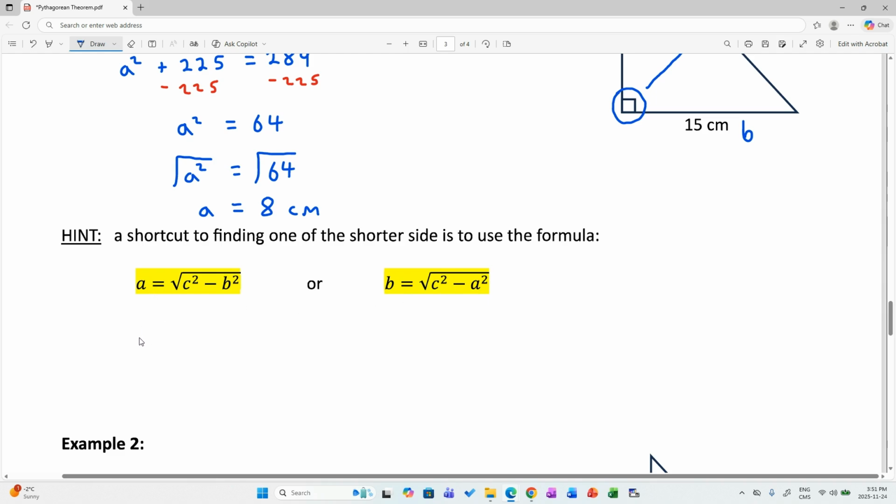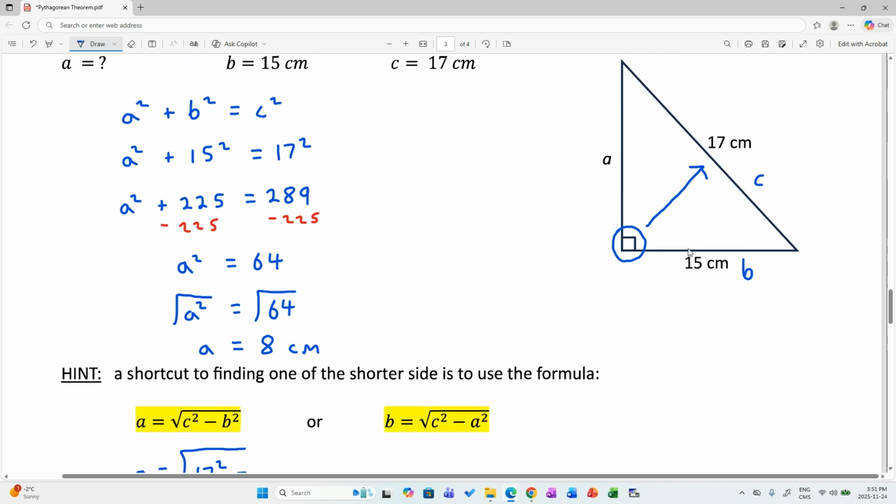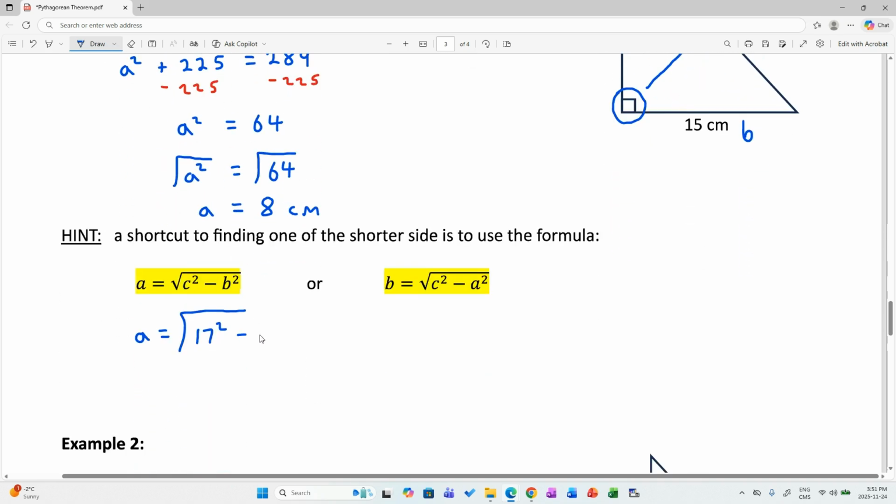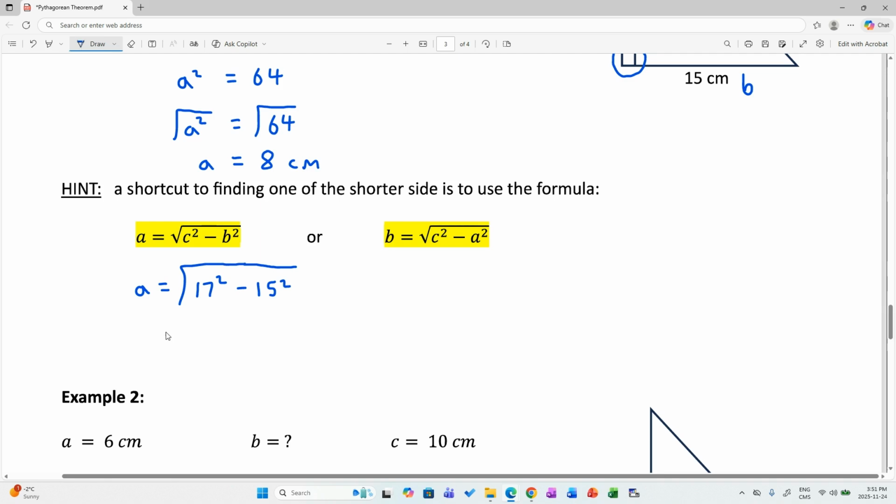So I would just write A equals, and we know what C squared is. C is 17, so instead of C squared, I have 17 squared. B in this case is 15, so instead of B squared, I'm just going to write 15 squared. And if I had a calculator, I can just compute this right away. But if not, I'm just going to break it down into steps. So 17 squared is 17 times 17, which is 289. And then 15 squared is just 15 times 15. That's just going to be 225.